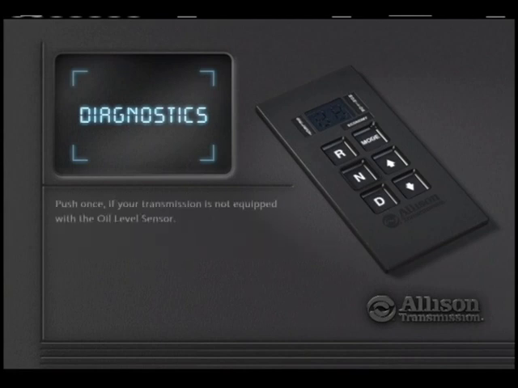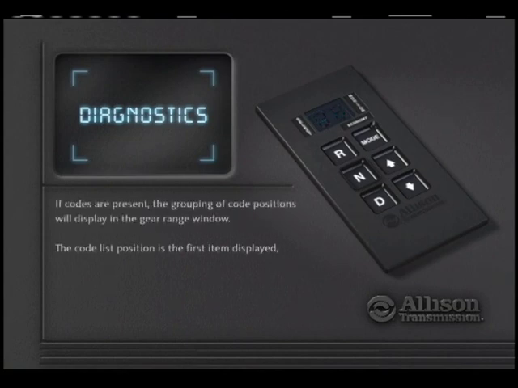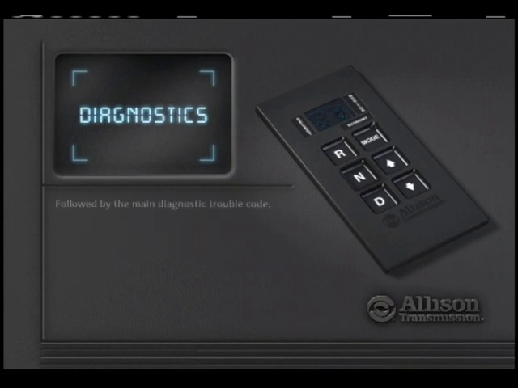The display will show 2 dashes if the diagnostic cycle was performed and no problems were found. If codes are present, the grouping of code positions will display in the gear range window. The code list position is the first item displayed, followed by the main diagnostic trouble code, and then the subcodes. Each item is displayed for about 1 second.